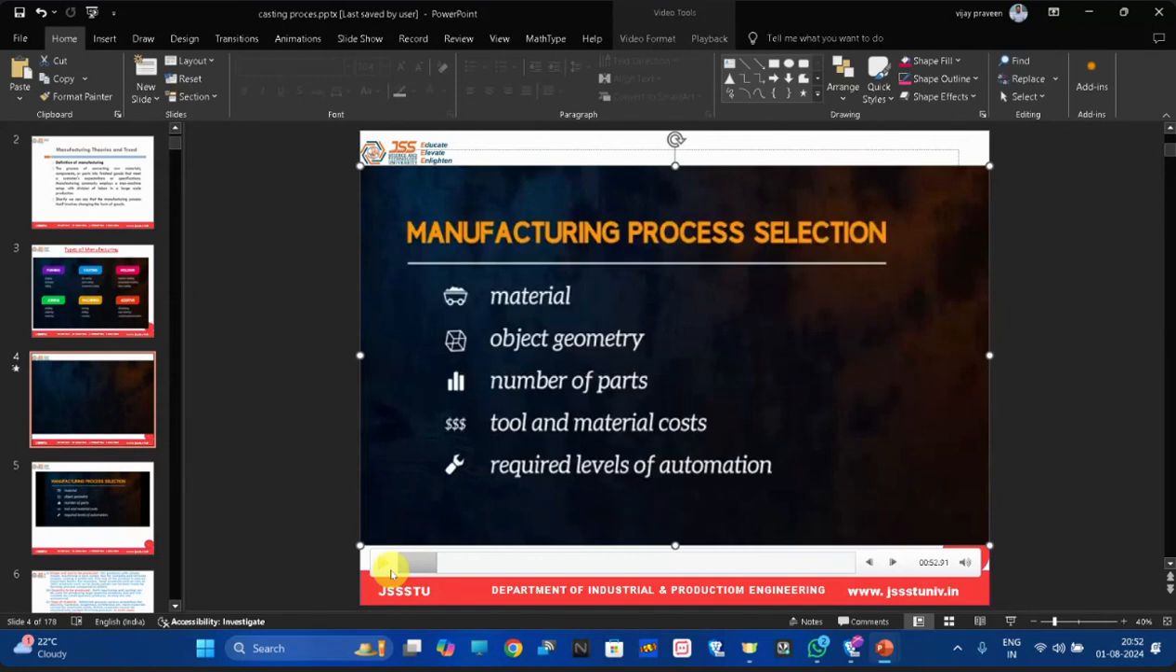Then tool and material cost. Based on the tool we need to manufacture that, we select the right type of manufacturing process. Then required level of automation. What kind of automation, whether it is manual manufacturing, if machining is required, or completely automated, then we need to select the right manufacturing process corresponding to that. So these are the process selection dependencies.